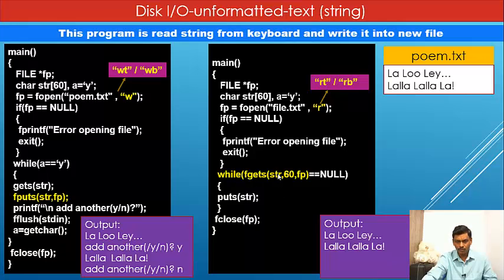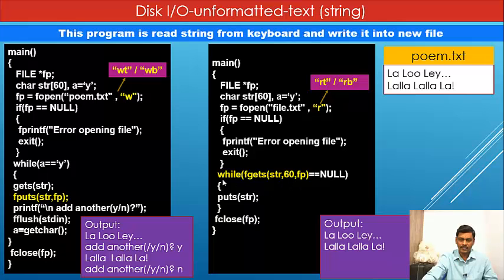So fgets(str, 60, fp) reads a string. It reads a string from fp and stores it into str. It reads a string from the file poem.txt. This is a typing error, poem.txt. It reads a string from poem.txt, then stores it into str. Here we use puts, we display the string of str.